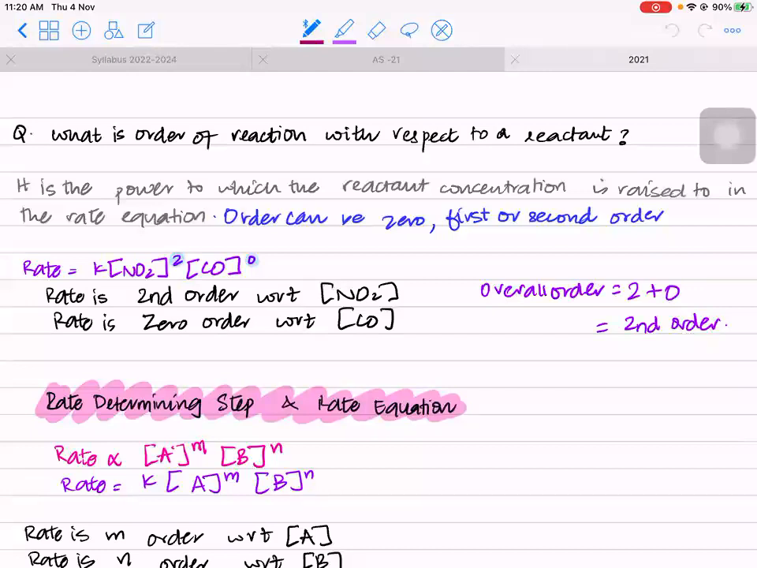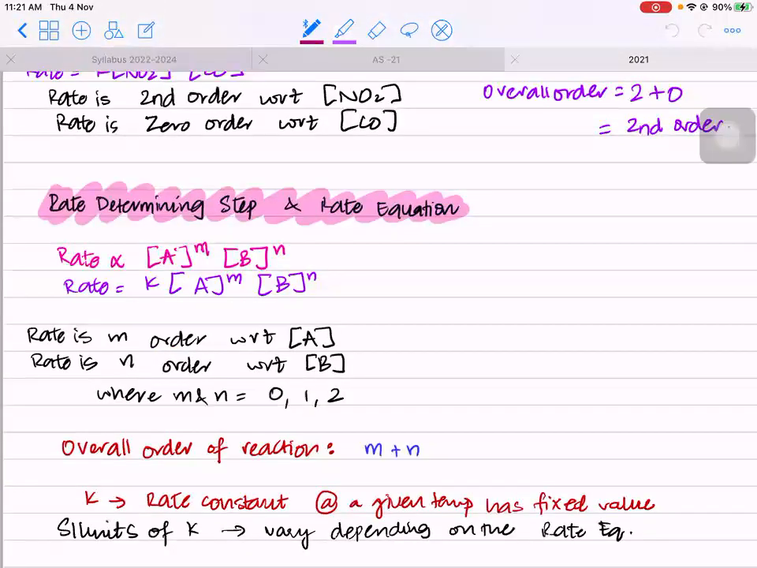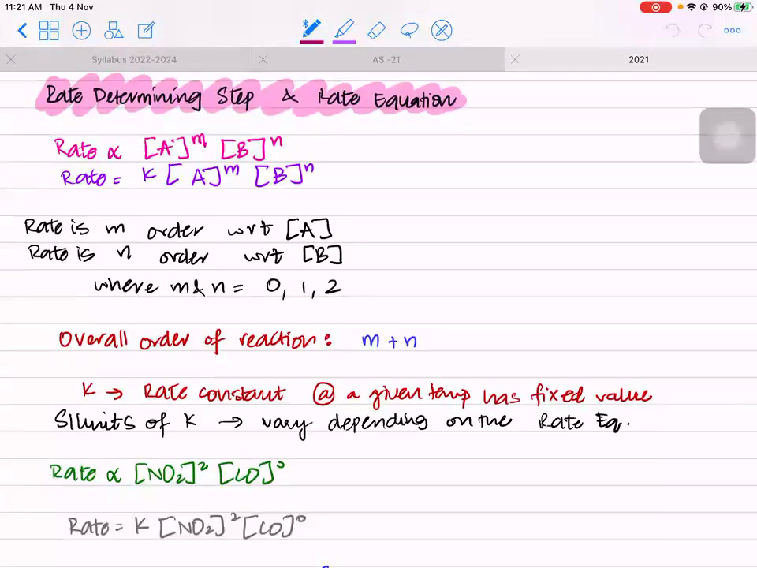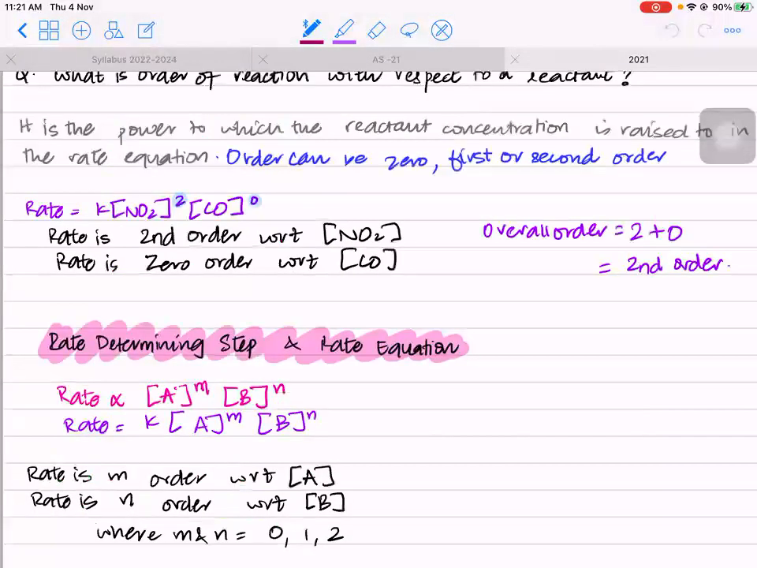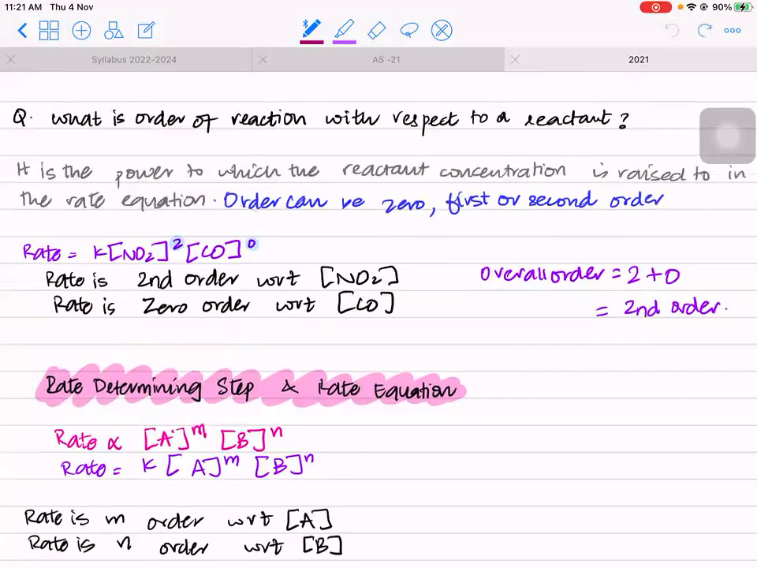Do you see right here it is raised to the power 2? So this would be second order. If it is raised to the power 0, it would be 0 order. Order can be 0 order, first order, or second order. You are also sometimes asked to determine the overall order of a reaction. And how do you do that? By adding all the orders. So for this example right here, if they ask you the overall order, how will you calculate it? It will be the order of this reactant, which is second, plus the order of this reactant, which is 0. So 2 plus 0, the overall order will be second order.